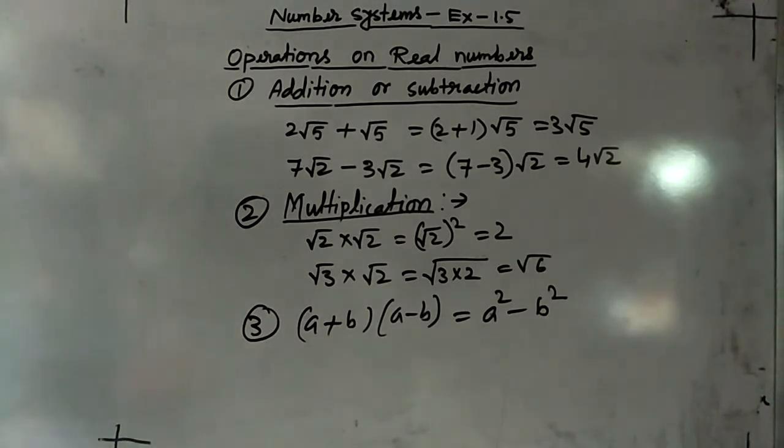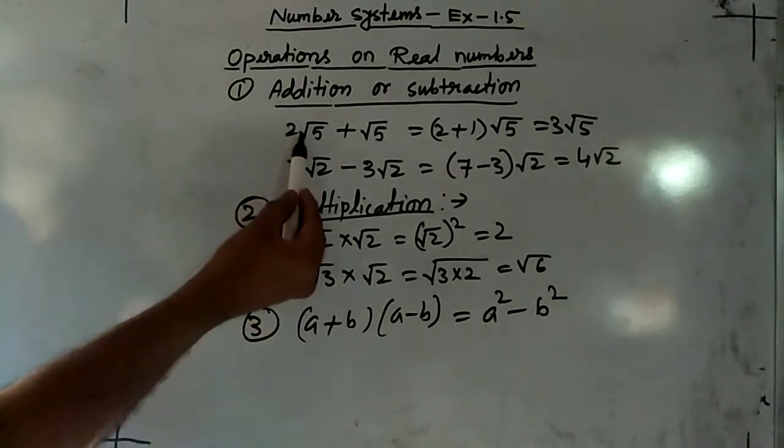Here real numbers are two types we have to learn: rational number and irrational number. So here we have to learn operation on real number. Operation means addition, subtraction, multiplication and division, right? So I'm explaining addition and subtraction, how we can add or subtract an irrational number. Rational number though already we know how we can add or subtract.